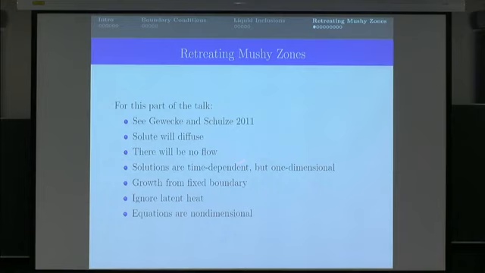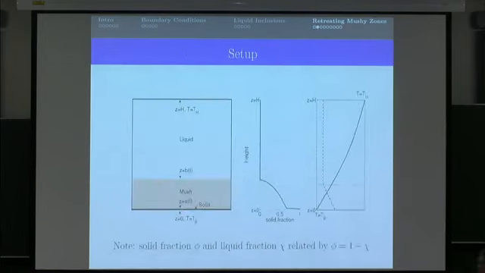Also, I wanted to look at time-dependent solutions. In particular, I wanted to move away from that crystal pulling geometry and go to a more natural geometry where the growth is from a fixed cold boundary. I'm going to go ahead and ignore latent heat in this part of the talk. This is mainly just because it makes it very clear what's happening. It's not so much that you have to do that. And the equations, when I show you them here in a second, they're going to be non-dimensionalized.